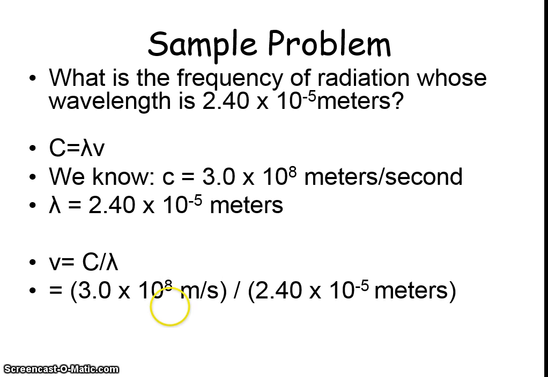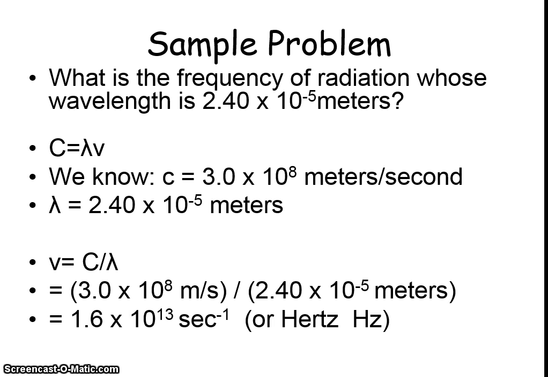And so in this case, it's going to be 3 times 10 to the 8th meters per second, that's our speed of light, divided by 2.4 times 10 to the negative 5th meters, that was our wavelength. The answer we get is going to be our frequency, which we need to include the units of seconds to the negative 1 or hertz.